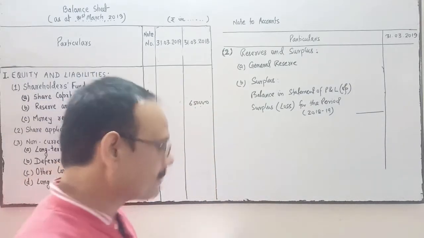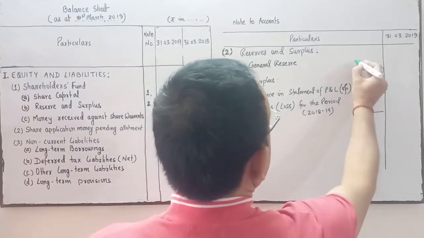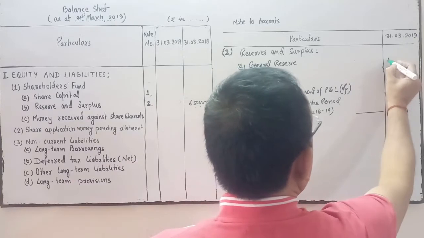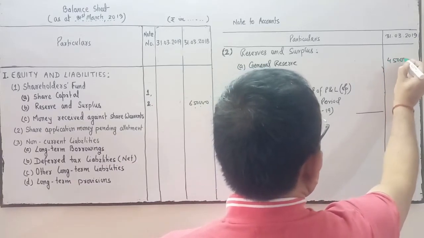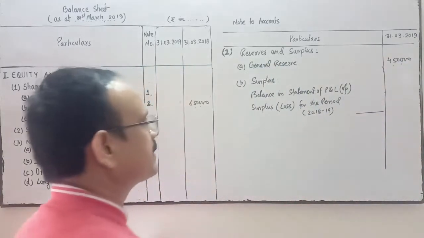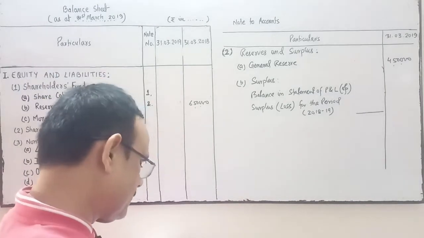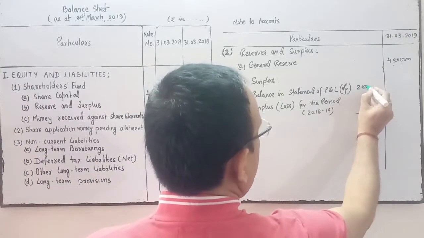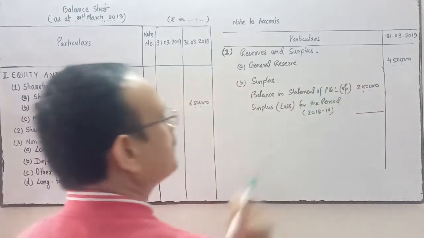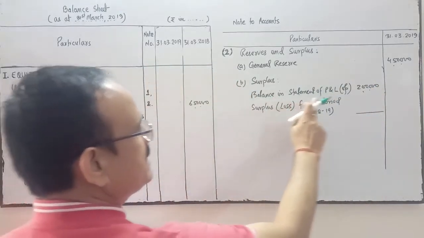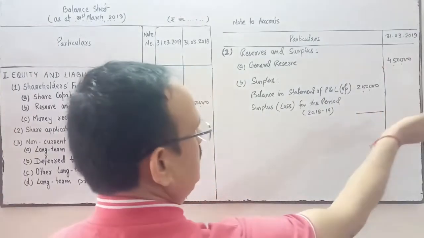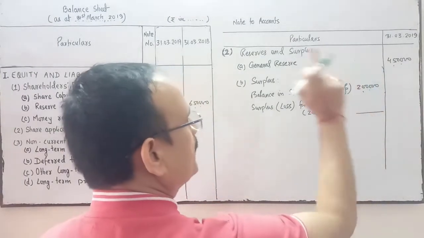So general reserve, the last year balance is 4,50,000. I have written over here 4,50,000 general reserve. Surplus is 2 lakhs. Last year surplus is 2 lakhs. This is the opening balance. Balance in statement of profit and loss opening is 2 lakh. This is the balance of the last year, so this year it is the opening.